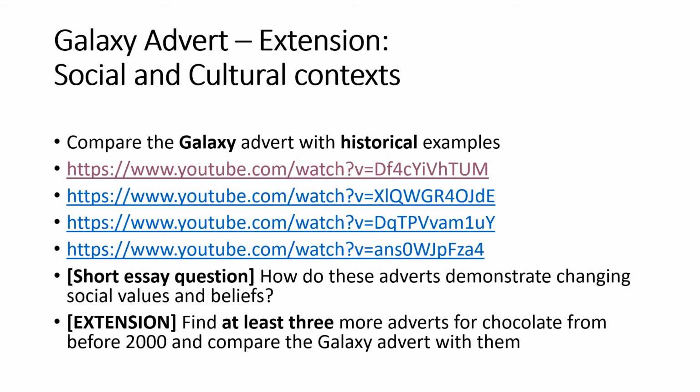how do these adverts that are from the past and the Galaxy advert demonstrate changing social values and beliefs? How are those adverts from the past different to modern adverts? Be looking for the representations of characters, the stories that they're telling, the kind of messages that they're giving. I'd like you to spend about 10 or 15 minutes answering that question. You can also, if you want to, find your own examples of chocolate adverts, although you don't have to, but please do watch some of those on the list of links.